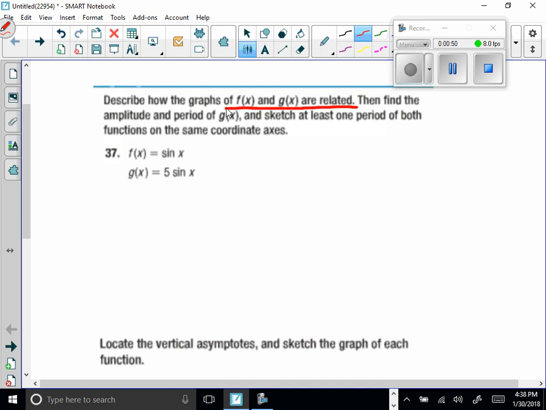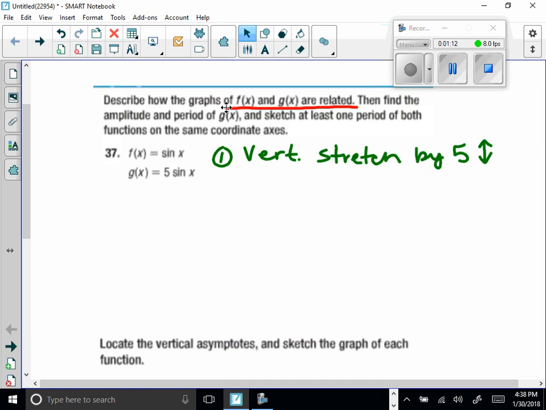So the relationship, we have a change in the amplitude, which is going to give me a vertical stretch by 5, and it's going to be up and down. So really it's a total of 10 if you want to get really technical there. But that's the first thing we're going to do. And then the second thing is to figure out what the amplitude and period is of g of x.